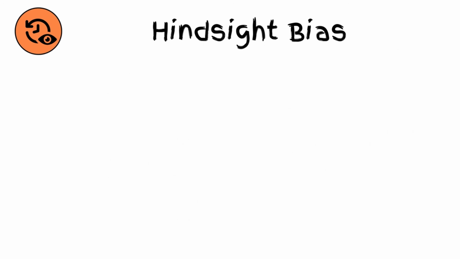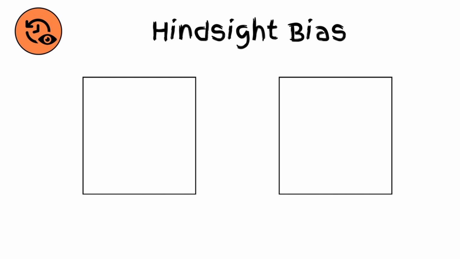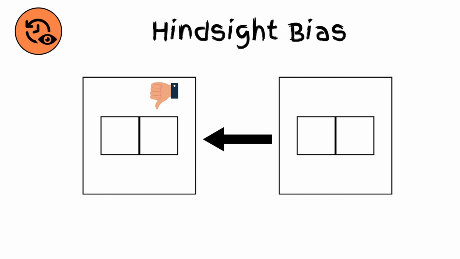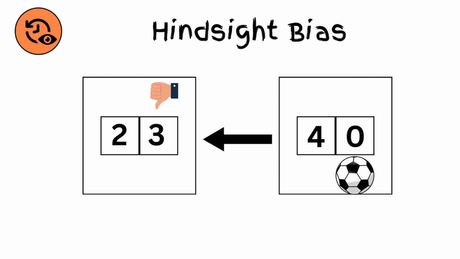Hindsight bias. Hindsight bias is the tendency to believe, after an event has happened, that you predicted the outcome, even though you didn't. For instance, claiming you knew it all along after a game ends.